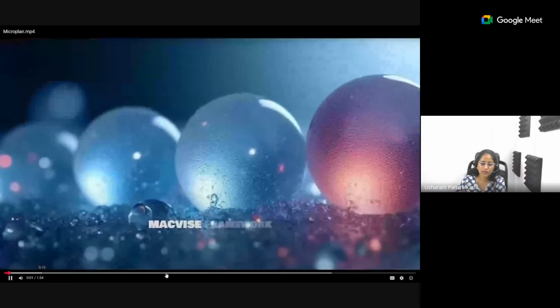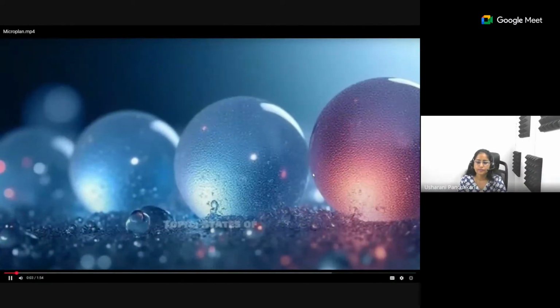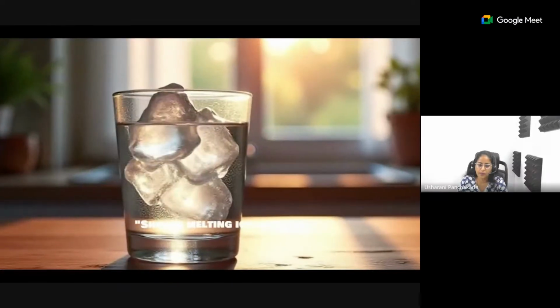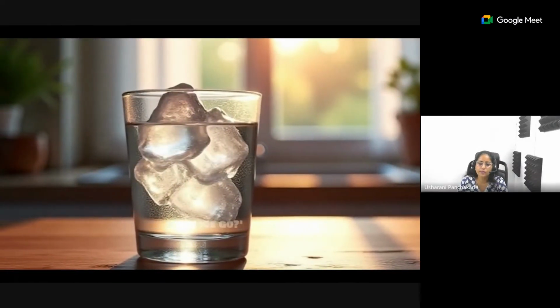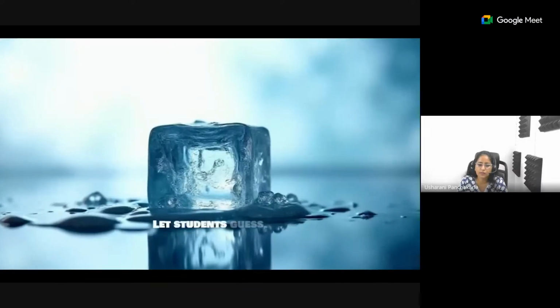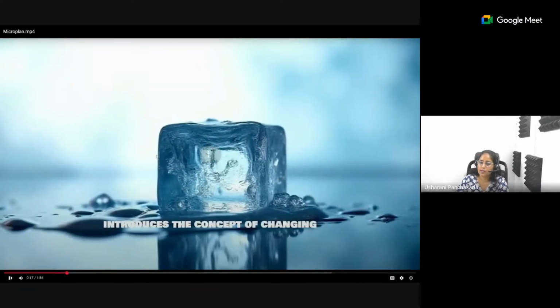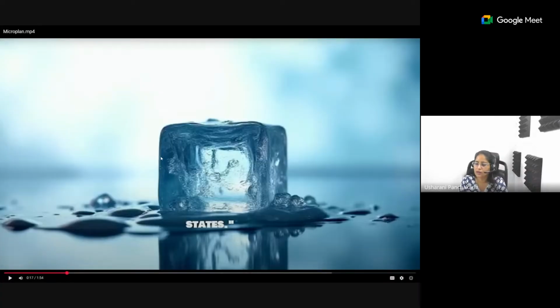Spark curiosity. MACVISE framework. Topic: States of matter. Motivation. Spark curiosity. Show a melting ice cube. Ask, where did the ice go? Let students guess. This introduces the concept of changing states. Yes, Peter. Yeah.